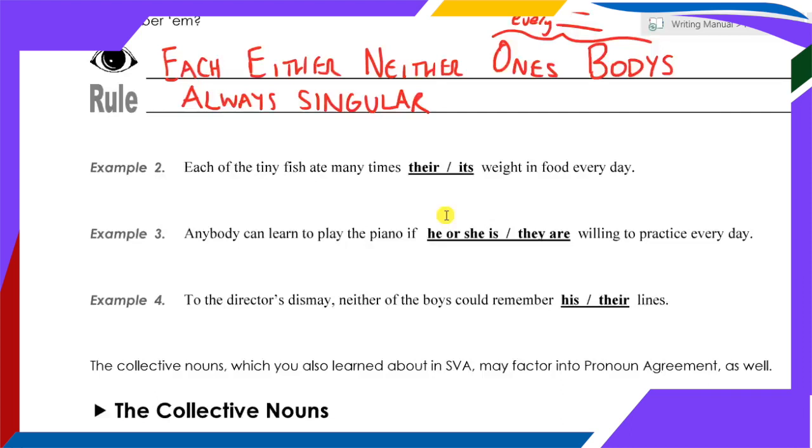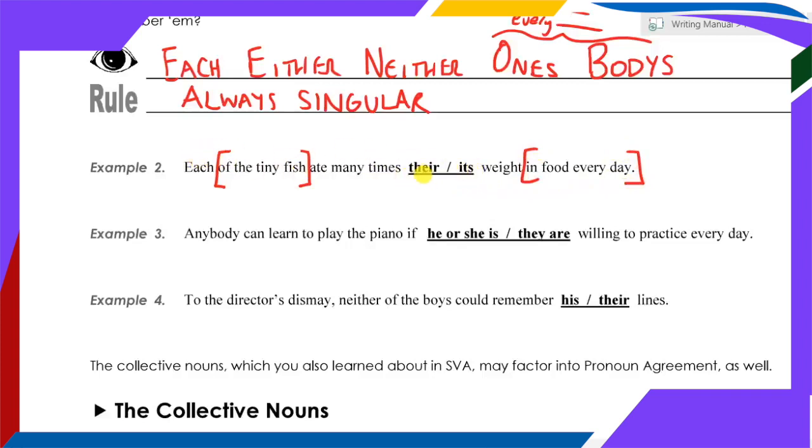In example 2, you probably should still be bracketing separators here. Although the separators play mainly into subject-verb agreement, they also can help you find the noun that your pronoun is referring to. In this sentence, we have each of the tiny fish ate many times their/its weight in food every day, but this sentence can be distilled down to each ate many times blank weight.